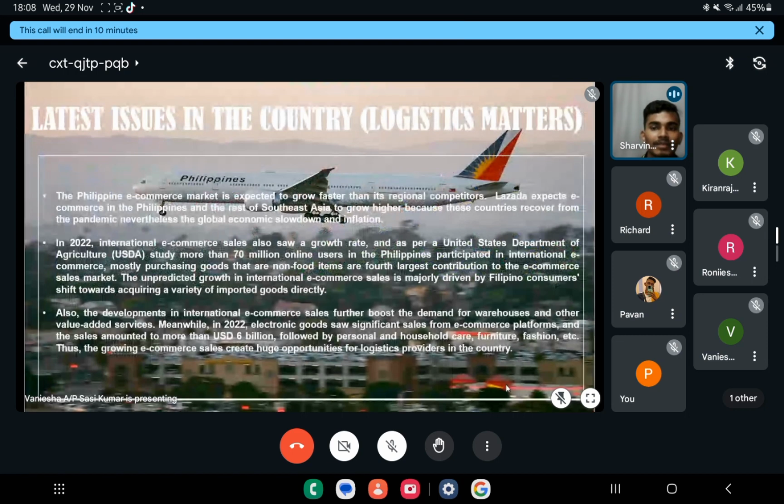In the area of logistics, the Philippines ranks sixth among Asian countries. Also, developments in international e-commerce sales further boost the demand for warehouse and other value-added services. Meanwhile, in 2022, electronic goods saw significant sales from e-commerce platforms, and the sales amounted to more than 6 billion USD, followed by personal and household care, furniture, fashion, and etc. Thus, the growing e-commerce sales create huge opportunities for logistics providers in the country.